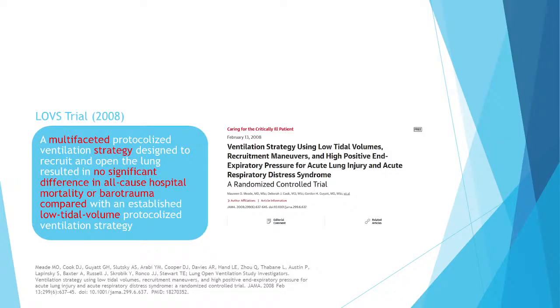LOV trial, which came in 2008. In the LOV trial, the lung open ventilation strategy, 983 patients were included. They had a control arm with a tidal volume of 6 ml per kg, P-plat less than 30, and an experimental arm with 6 ml per kg, P-plat less than 40. The other arm had P-plat less than 30. Here they kept a higher PEEP in the experimental arm, up to 40, to see if increasing the PEEP reduces mortality by increasing lung recruitment. They showed no significant difference in all-cause hospital mortality or barotrauma compared with an established low tidal volume ventilation strategy.